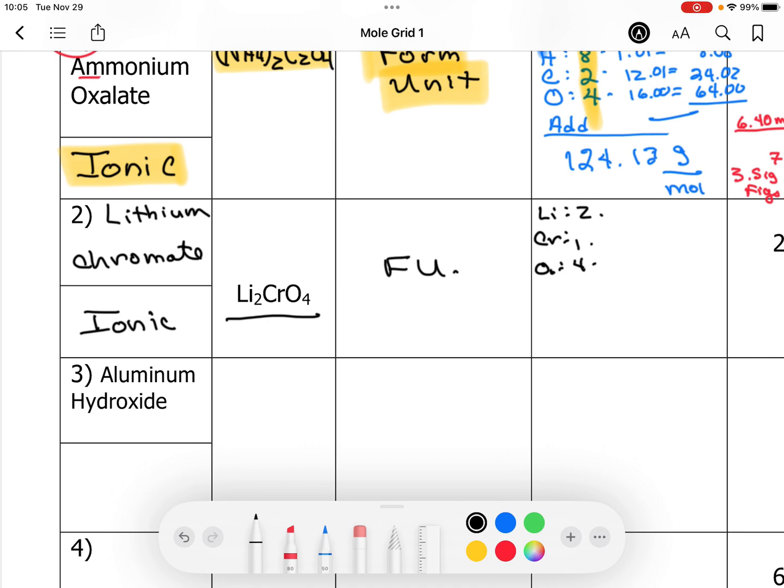Lithium has a molar mass of 6.94. Chromium is 52.00. And oxygen is 16.00. And the 6.94 times 2 is 13.88. So we have 13.88 plus 52 plus 64 is 129.88.